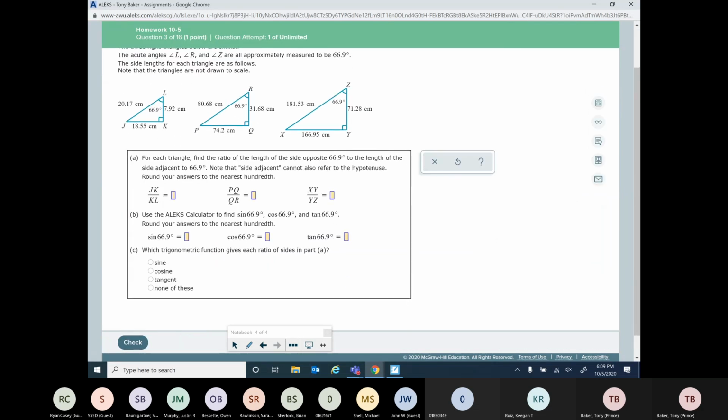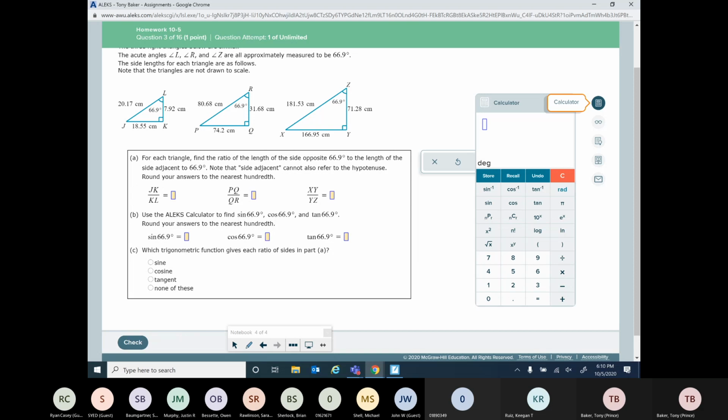This is a topic that looks extremely hard because it's really big, yet it's really easy. You're actually going to do exactly what it says. It says JK, so we're going to divide JK: 18.55 divided by KL, which is 7.92. And then we just round. So 2.34. All three of the first ones should come out to be the same. If they don't, you made a mistake.